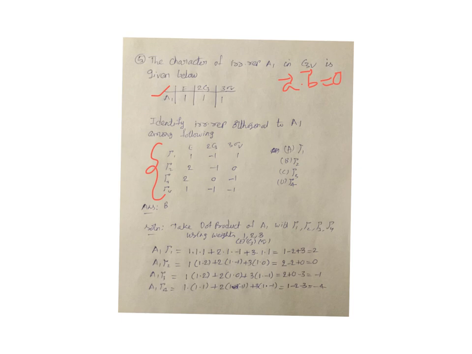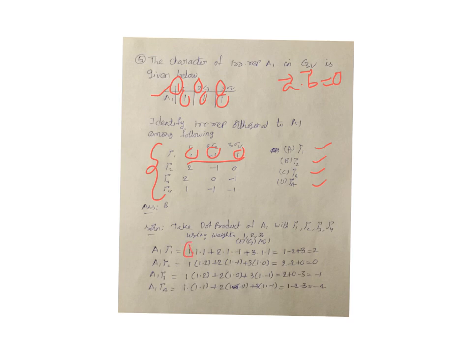Here, while taking the dot product, one important thing we need to remember is we have to consider the weights of these symmetry operations. E has weight of 1, C3 has weight of 2, sigma V has weight of 3. So when we take the dot product between A1 and these vectors, we have to multiply by 1, 2 and 3. So let's do it. The options here are tau 1, tau 2, tau 3 and tau 4. Let us take tau 1. Tau 1 is 1, minus 1, 1. So 1 multiplied by 1, 1 multiplied by minus 1, 1 multiplied by 1. We have to multiply this by 1, 2 and 3.